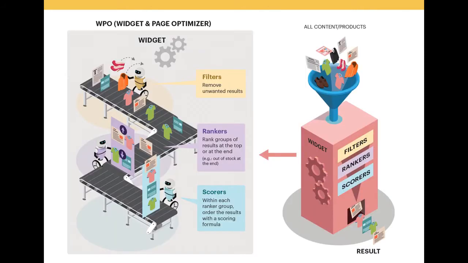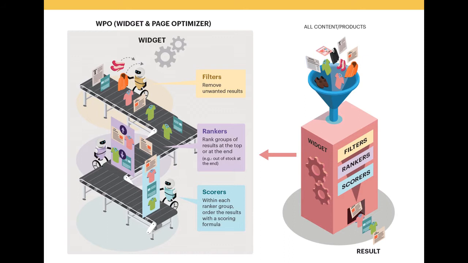Now let's look a little bit deeper at what a widget really is. A widget is based on three key concepts: the filters, the rankers, and the scorers. You can think about filters as the way to remove what you don't want. So let's say that you do not want any product that has not been sold at least twice in your recommendation, or you don't want any products with a price equal to 0 in the recommendations. Then you will be able to use filters to completely remove these products out of the way.